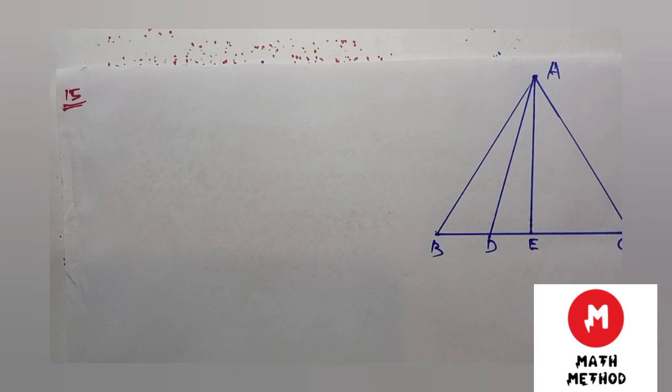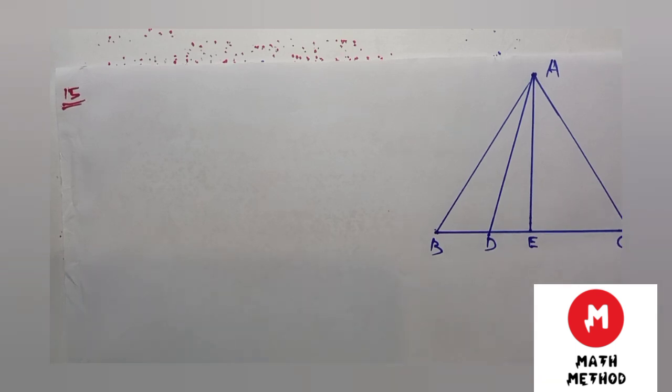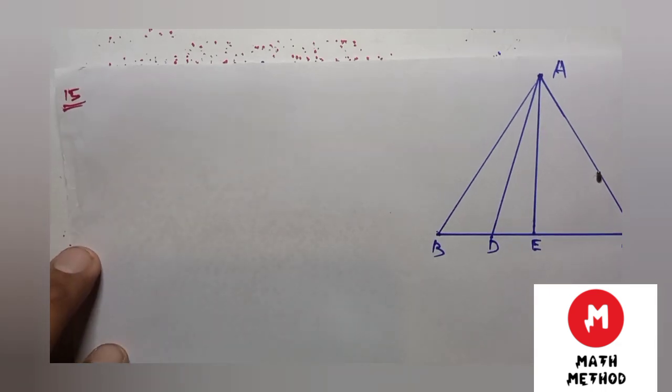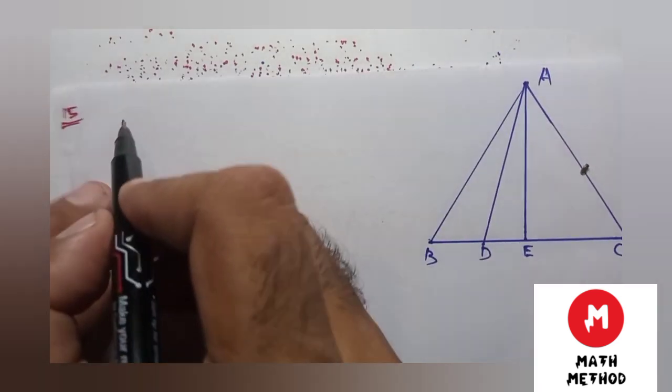Question number 15: In an equilateral triangle ABC, D is a point on side BC such that BD is equal to 1/3 of BC. We have to prove 9AD square is equal to 7AB square. Here we have to draw an altitude from A to its opposite side BC. Here A is our vertex, so we draw an altitude AE from vertex A to its opposite side BC.